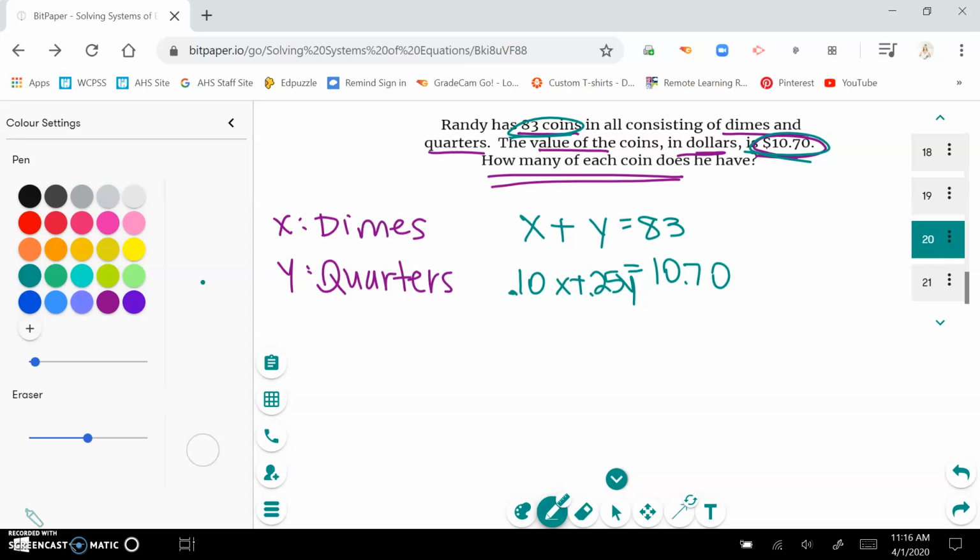Then there are two ways to solve this. We can solve it as is, or we can rewrite our second equation in terms of pennies instead of dollars. But let's leave it the way it is for this first try. So I need to make an opposite pair. I'm going to multiply the first equation by negative 0.10 so that I can solve by elimination. That's negative 0.10x minus 0.10y is equal to negative 8.30. Then I'm going to write my other equation down with it.